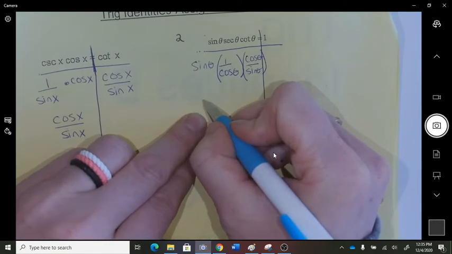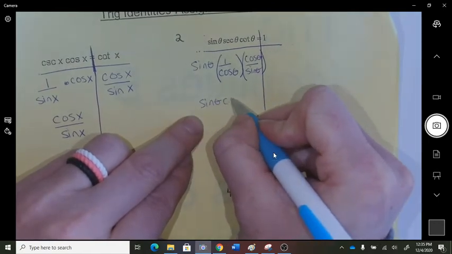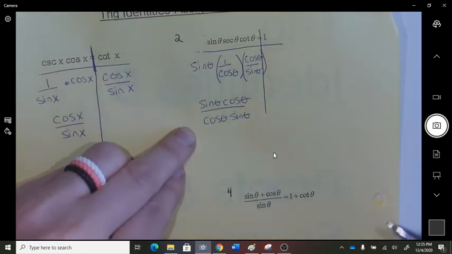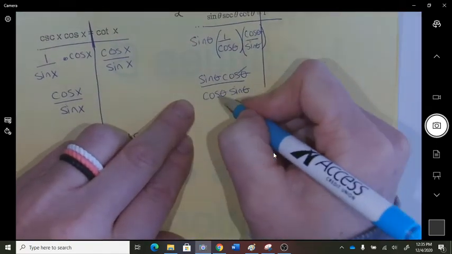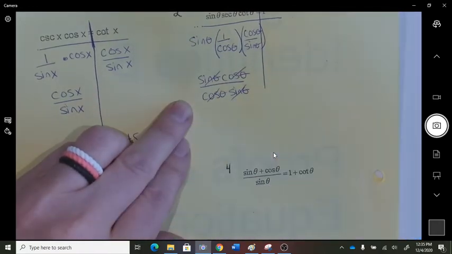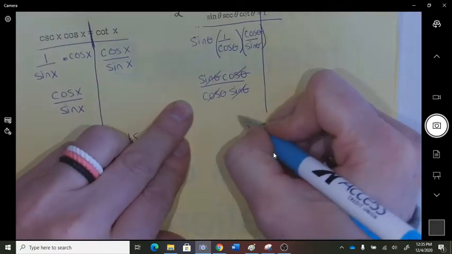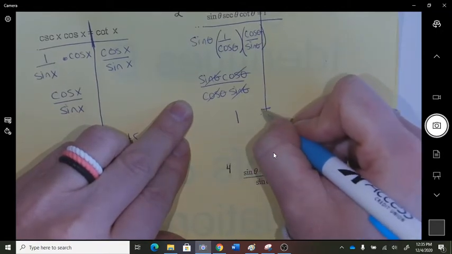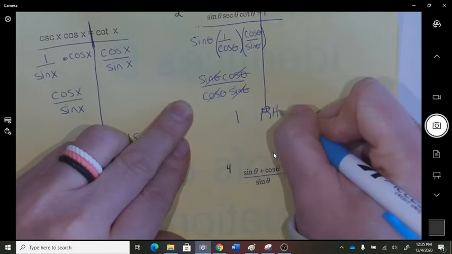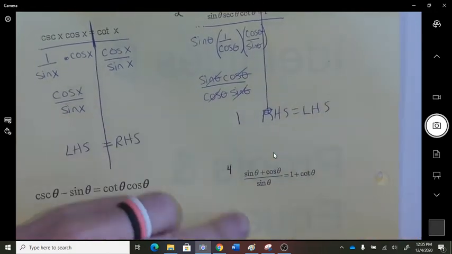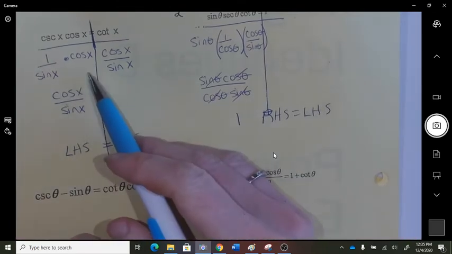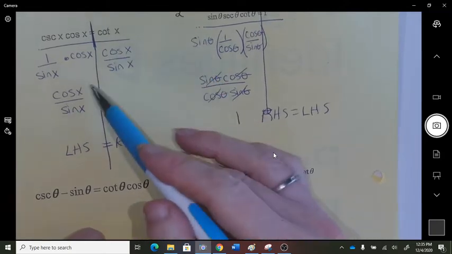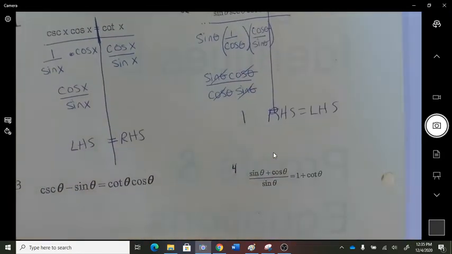So you can see I would get sine angle cos angle over cos angle sine angle, right? I could have done this in the step above, but I can show you that everything crosses off, cancels, and you get 1. So therefore, I can state that the right-hand side equals the left-hand side. Do you notice that I use x's here and thetas here? Because that's what I was communicating as the original question stated.